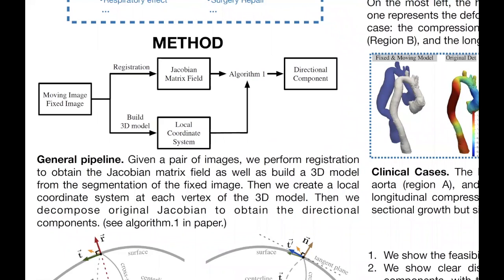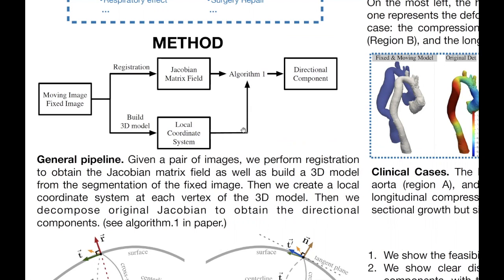Then let's look at the framework in detail. Actually, it's quite simple. Given a pair of CT images, on the one hand, we register them to get the Jacobian matrix field. And on the other hand, we build a 3D model from the binary segmentation. And then we build a local coordinate system at each vertex of the 3D model. Then we applied algorithm 1 to decompose the original Jacobian into directional Jacobian components. And you can find algorithm 1 in the paper.